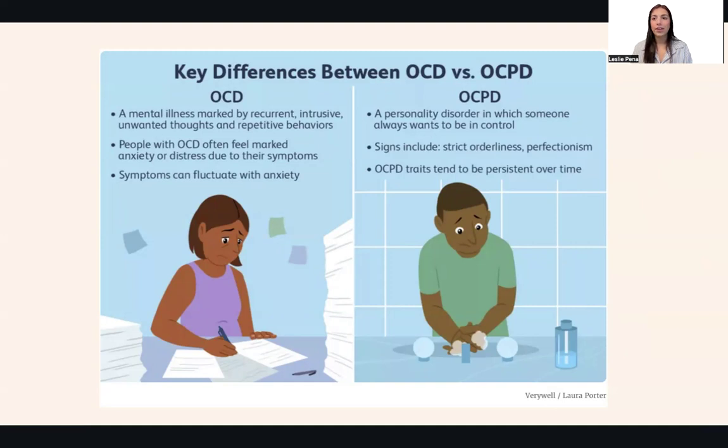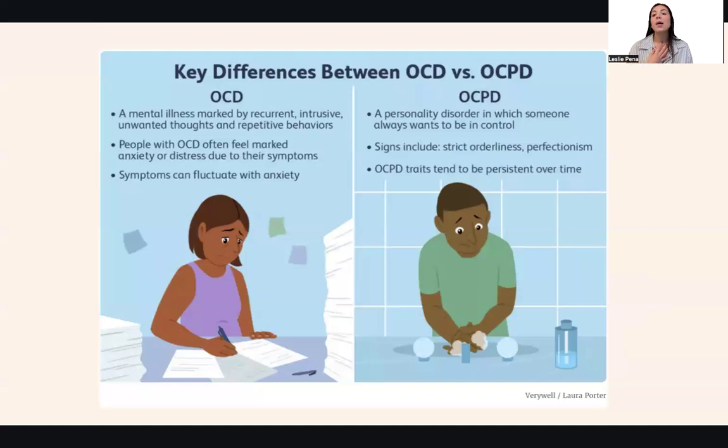Once they get into their car, they have to turn on the car and turn it off 6 times. They have to walk around their car 3 times before they do that. At every stoplight, they have to count. At every stop, they have to count to 20 3 times or they can't move forward. So these are not wanted thoughts. They feel like they have no control over them. These symptoms can fluctuate with anxiety, and they often have marked distress due to their symptoms.